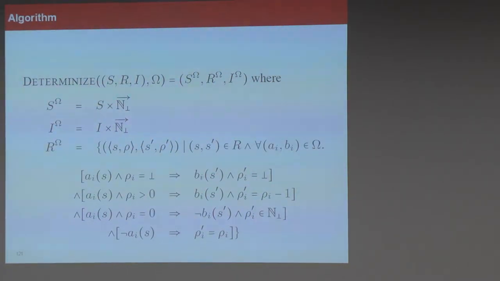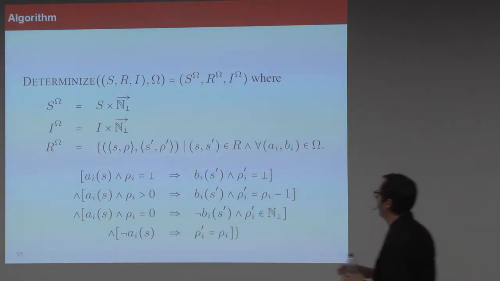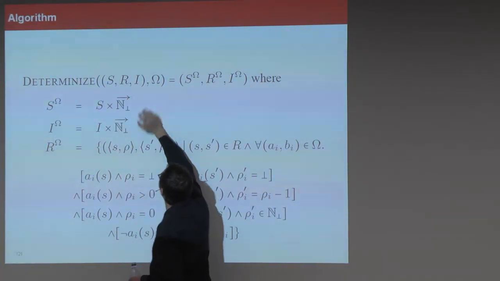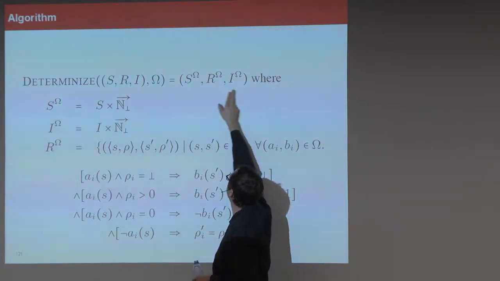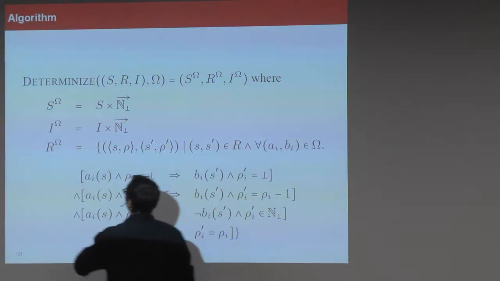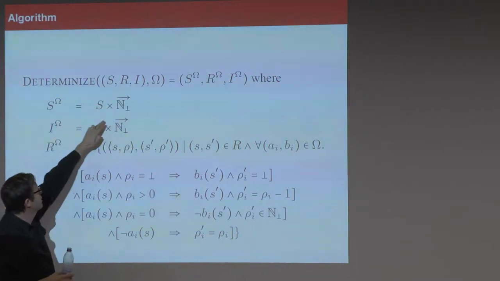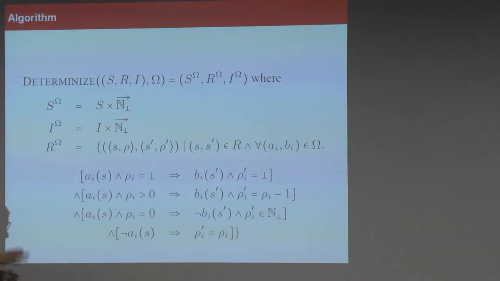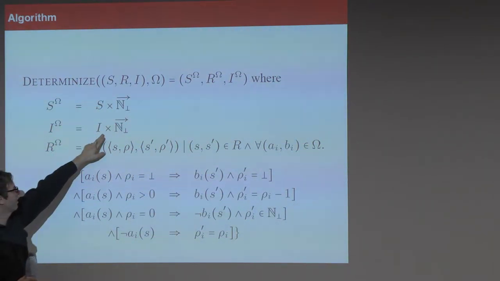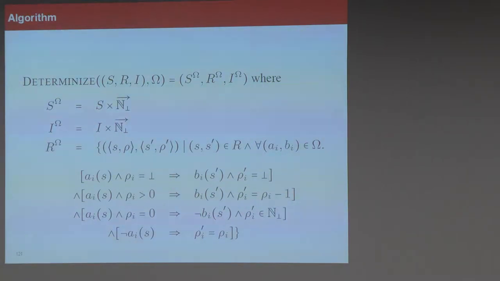So this is what determinize looks like. We take a system and the set of decision predicates, and we're going to return a new system where the state space is the same as before, but for each decision predicate, we're going to add a variable representing a natural number together with bottom. And the set of initial states, and this actually turns out to be very crucial, is the same as the old set of initial states together with all possible choices, right? So basically, for all possible natural numbers and bottom, the new prophecy variables could be initialized to those values.